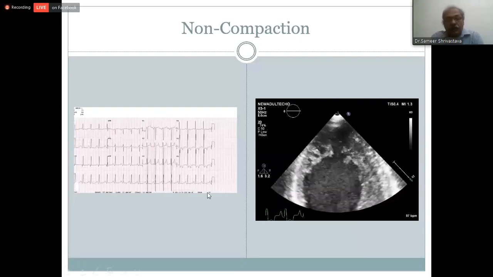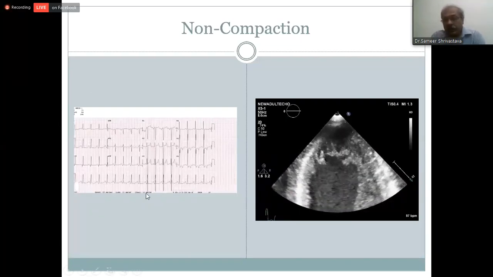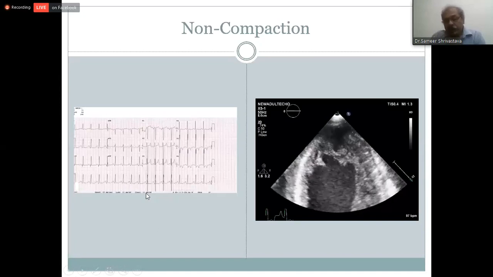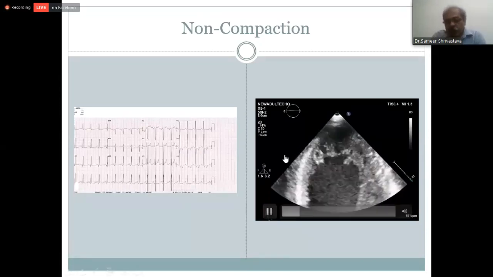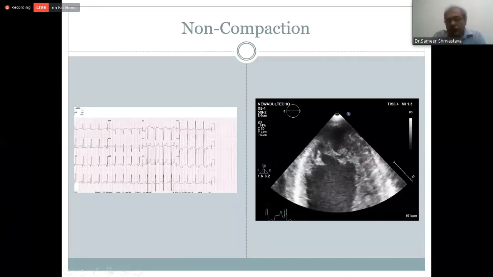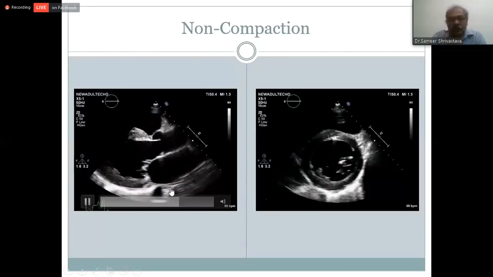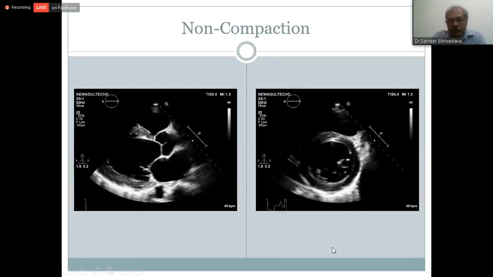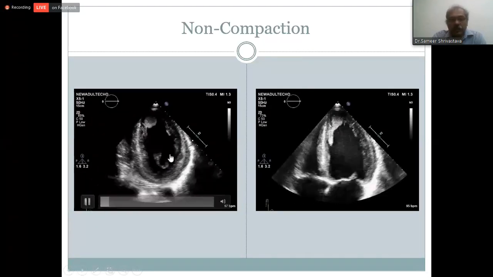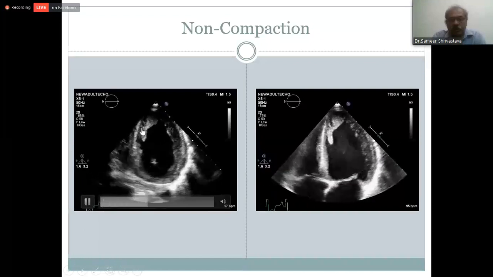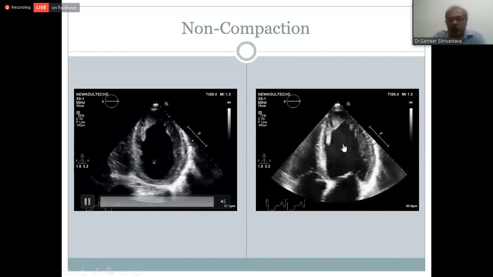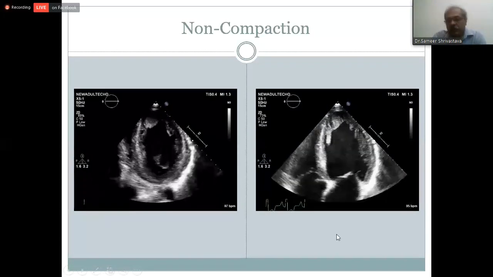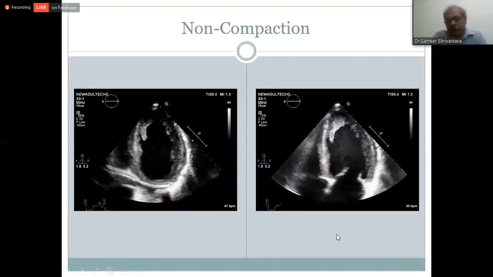So if you look at the ECG on the left side, actually the ECG on the left side is LVH with strain. But when you look at the echo pictures, you find that the LV is poorly functional. Not only that, there is global hypokinesia too. And when you see it in other views, this patient had a clot also at the apex, other than having a spongy myocardium or a non-compacted LV.